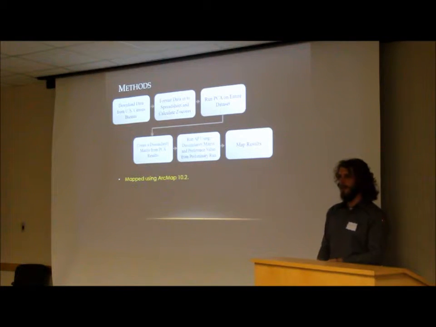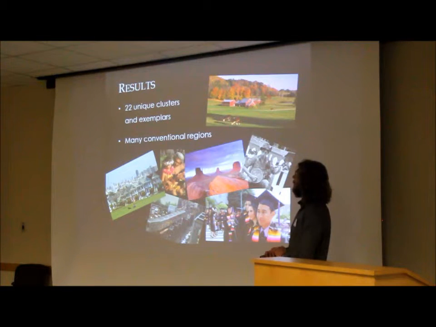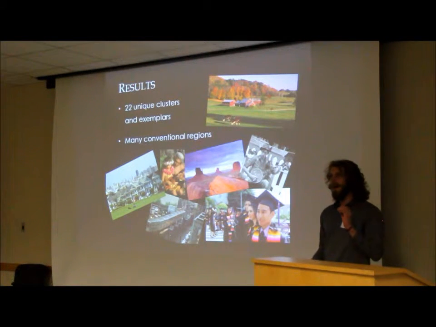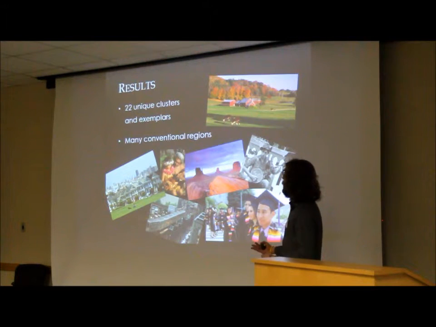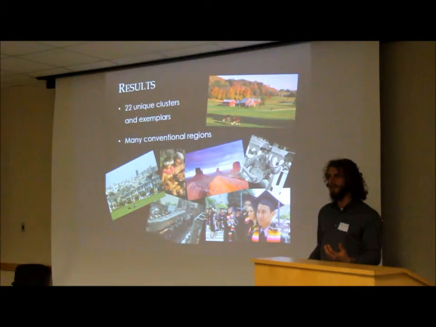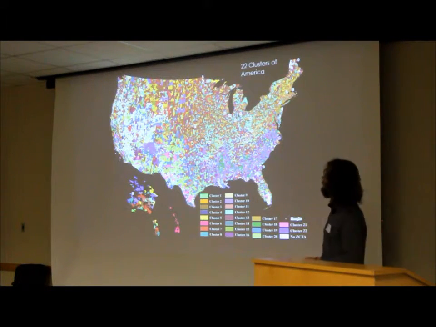Finally, we mapped the results, and that was the fun part of the study. And we're getting on to the results. Our result had 22 unique clusters and exemplars. It wasn't surprising, it was expected, but many conventional regions, many preconceived notions that we have about regions of the US appeared. Here's the resulting map.